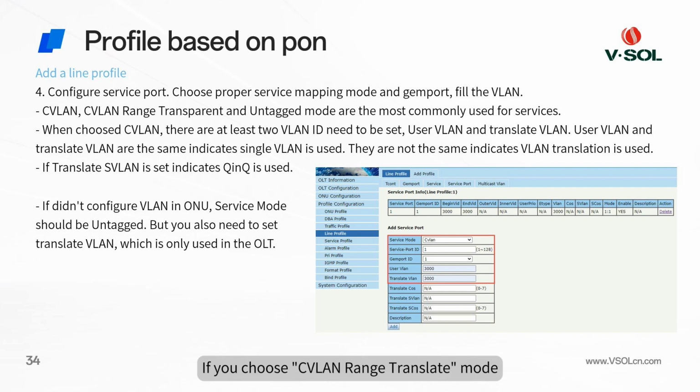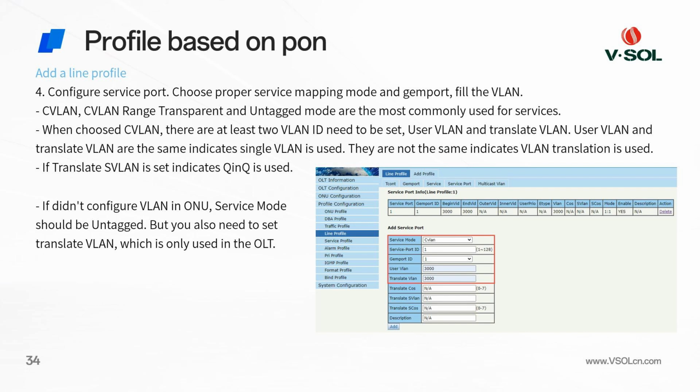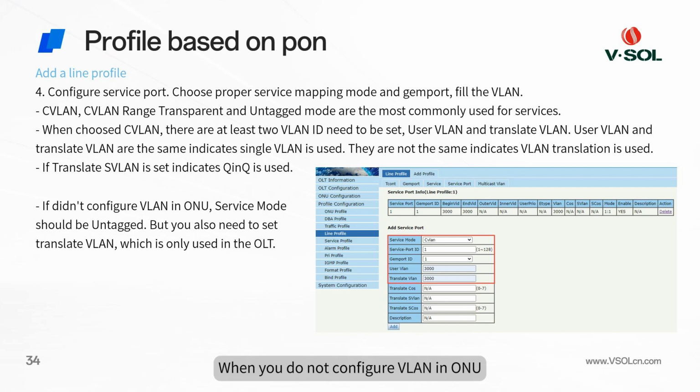If you choose CVLAN Range Translate mode, there are two VLAN values to fill. One is Begin Vid, another is End Vid. You can fill in the VLAN range you want to set, and then VLANs in the range will all be transparent to the ONU. When you do not configure VLAN in the ONU, the service mode needs to use untagged mode. And you also need to set Translate VLAN, which is only used in the OLT.